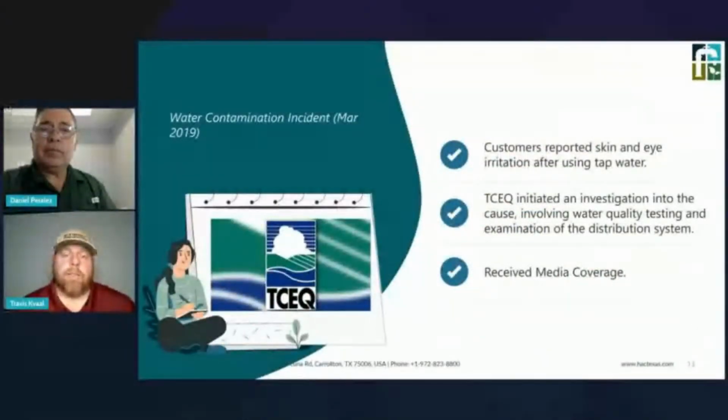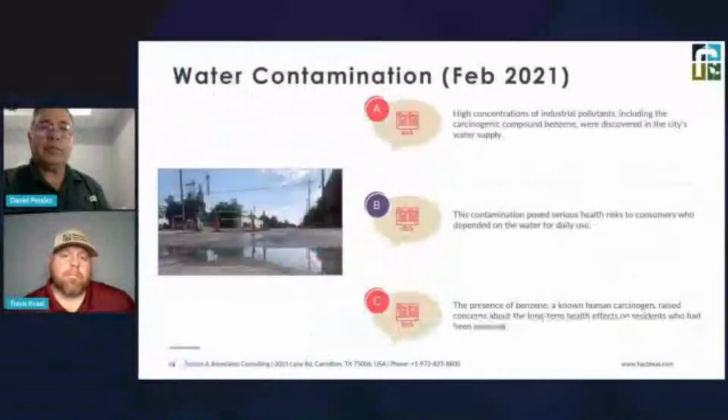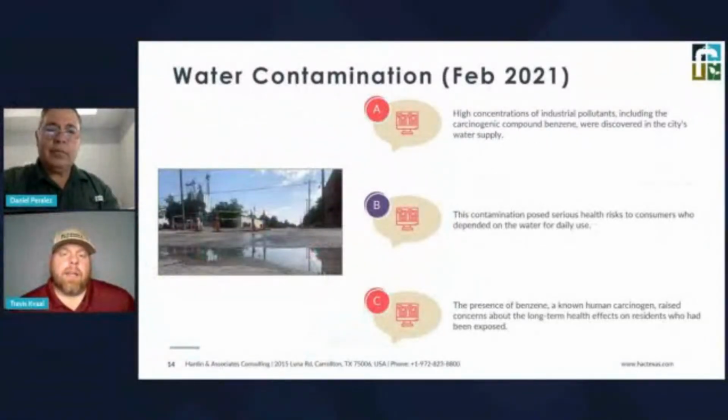Another incident in March 2019, we had customers reporting skin and eye irritation after using tap water. The TCEQ did investigate that incident, and once again, that received media coverage. And then a really scary incident in February 2021, where we had high concentrations of an industrial pollutant, namely the carcinogenic compound benzene, discovered in the city's water supply.